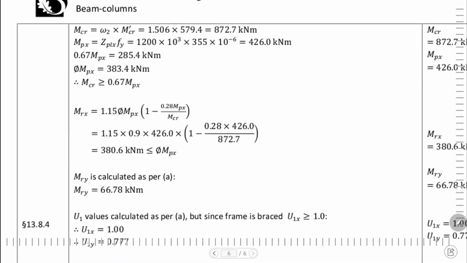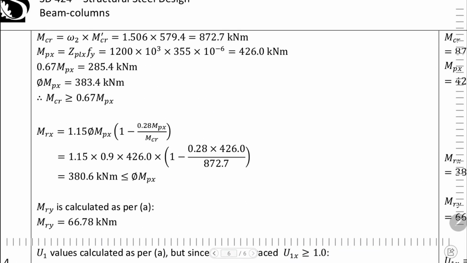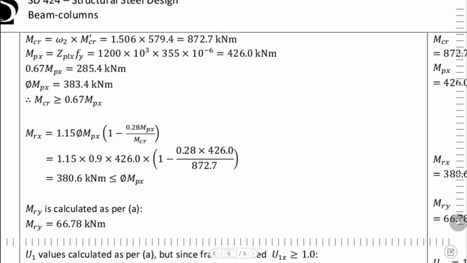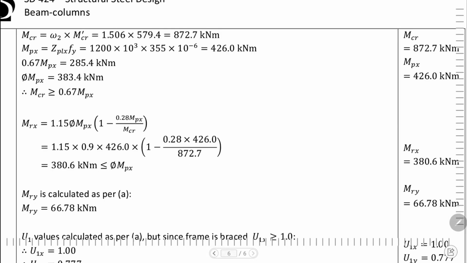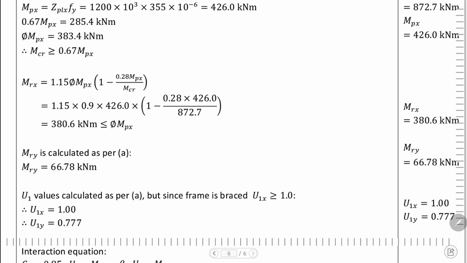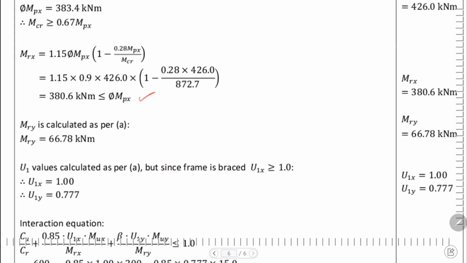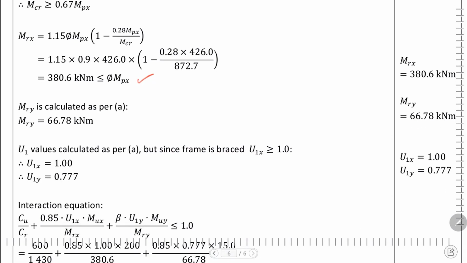So we get our M'CR, we multiply that by omega 2, and we then have our total MCR value, our total elastic buckling. Get our plastic capacity, run through the calcs, and we get a moment of resistance which is less than phi Mpx, so we're fine. We've previously calculated our MRY, and remember MRY is not affected by effective length. The minor axis buckling is constant. It doesn't matter how long or how short the beam is, minor axis bending doesn't undergo lateral torsional buckling.